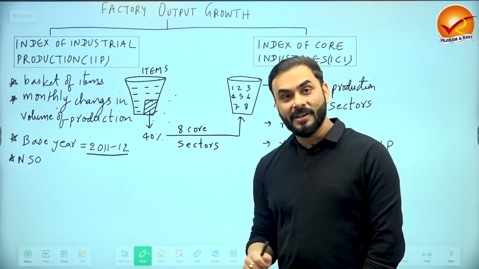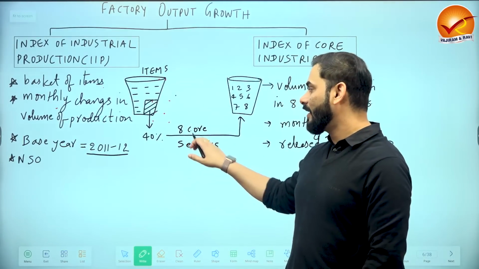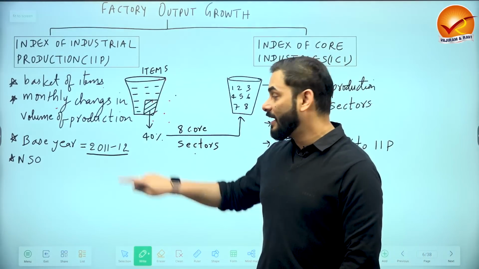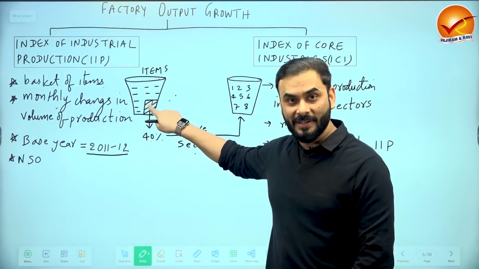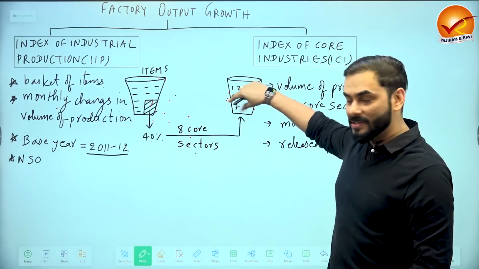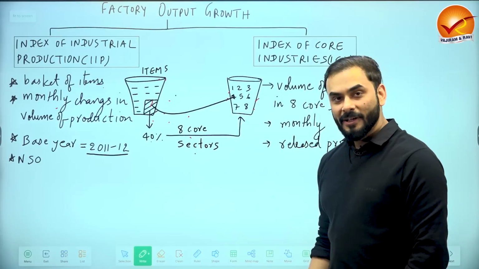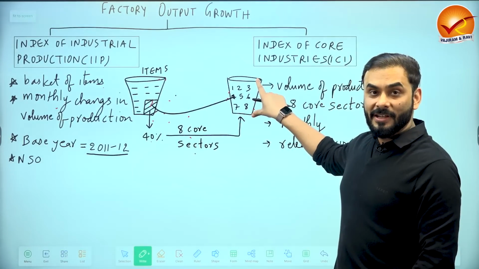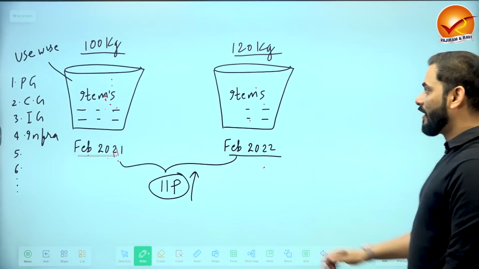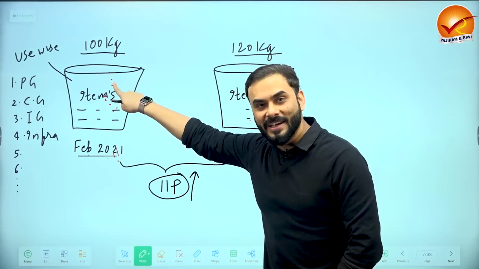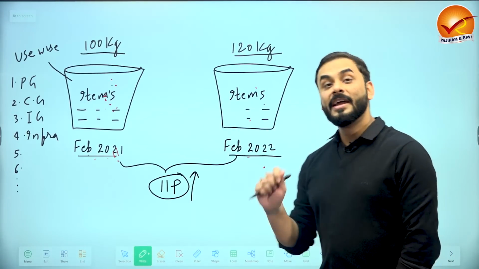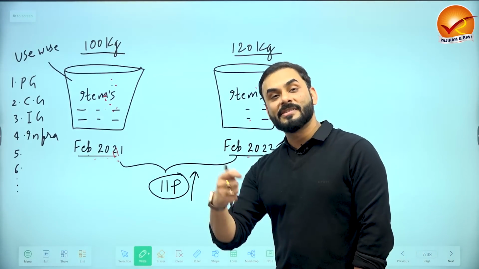So how many such sectors are there which are the core sectors of the economy? There are 8 core sectors of the economy. Those 8 core sectors of the economy, they form 40% of this big basket. So take out that and create a new basket. So this basket is nothing but a small part of this only. And how many sectors are there inside this basket? 8 core sectors are there. Now do the same exercise which we have discussed: take a basket, put 8 core sectors, look at the performance in February 2021, look at the performance in February 2022. It will give you a good idea of how core sectors have performed in the economy.